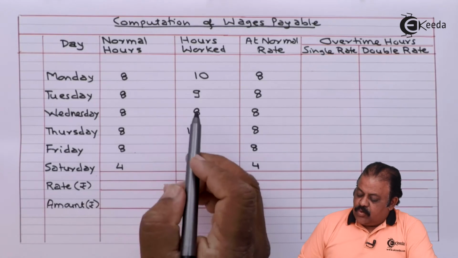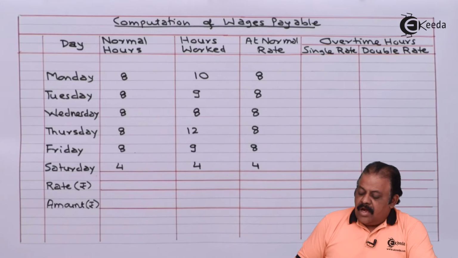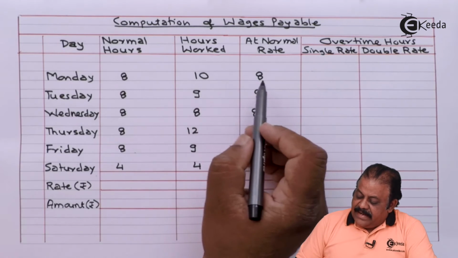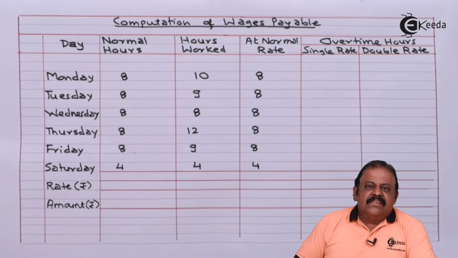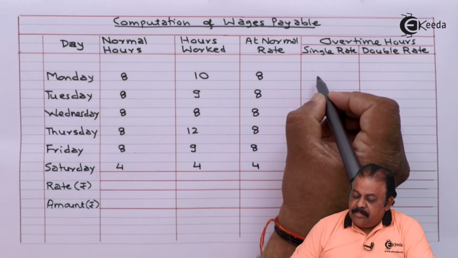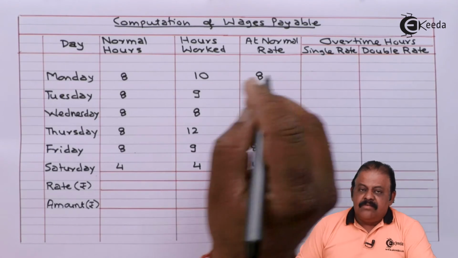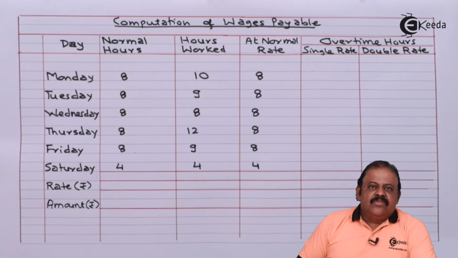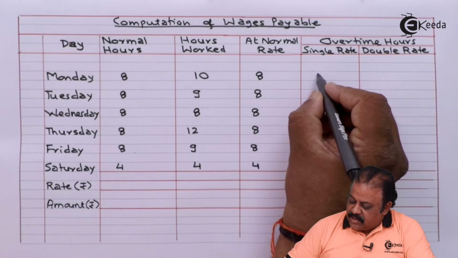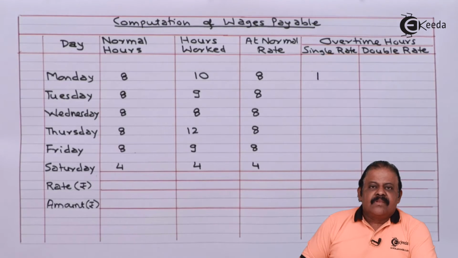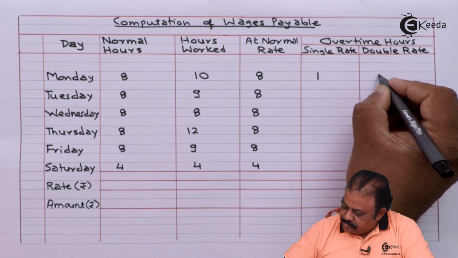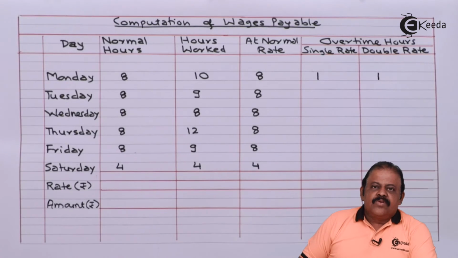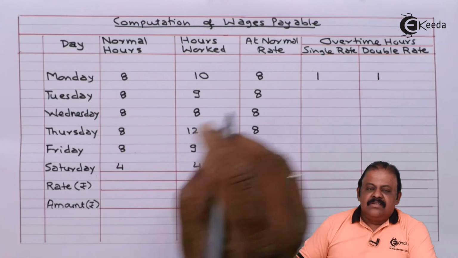On Monday, there is total work of 10 hours. Out of that, 8 hours will be considered at normal rate. The 9th hour will also be considered at normal rate because up to 9 hours, normal rate is applicable. So it will be considered for single rate. The 10th hour is beyond 9 hours, so it will be considered for double rate. So for that 10th hour, 1 hour, the rate will be doubled.